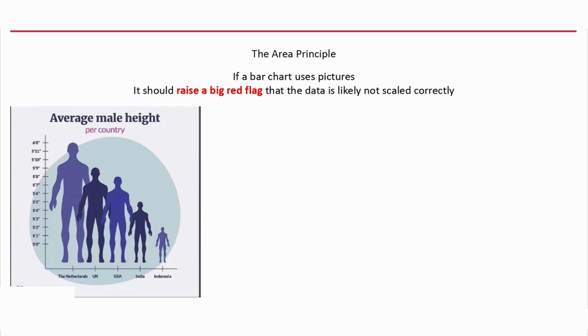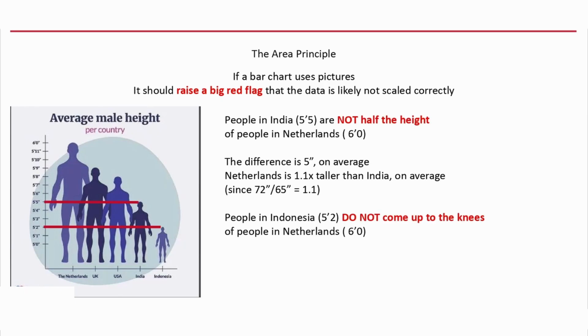Now, although the people do go up to the correct average height, because the people are scaled upwards and sideways, the scales of the people look a little awkward. If you look at the people in India, on average, the males are 5'5". If you look at the people in the Netherlands, their average height is 6 foot. Now that's a difference of 5 inches, but if you look at the pictures of the people, it looks like the people in India are half of the height, which is not true.